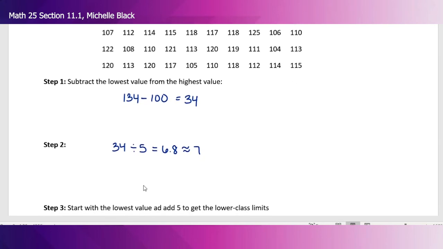Now this is not the only choice. You could say maybe that you want 4 different temperatures in each of your classes, like 100, 101, 102, 103, and that would be one class because that's 4 temperatures. So you would divide 34 by 4. If you did that, you get 8.5, so you would need about 9 classes. So it's really up to you, but for now, I'm going to pick the first one we did, and I'm going to choose to have 7 classes.